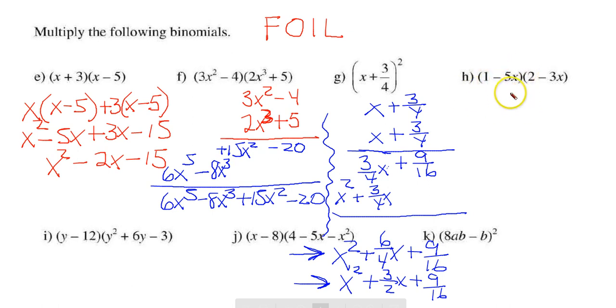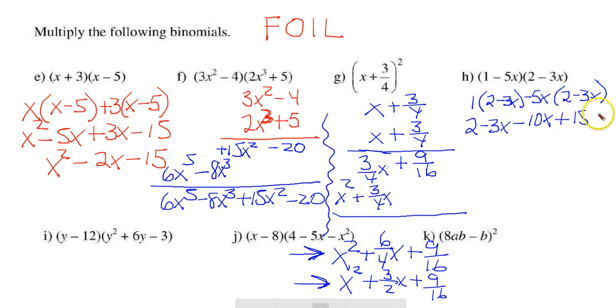And again, we could do it this way. Let's do it this way here. And we'll set it up like we did this one. So 1 times this, and then a negative 5x times this. So this will just be 2 minus 3x minus 10x plus 15x squared. So distributing, checking our signs, that looks good.